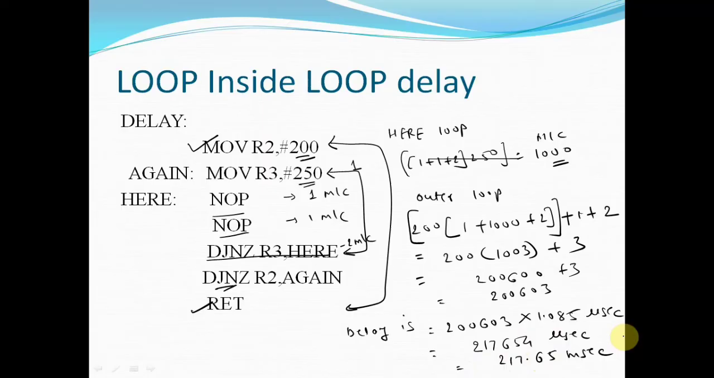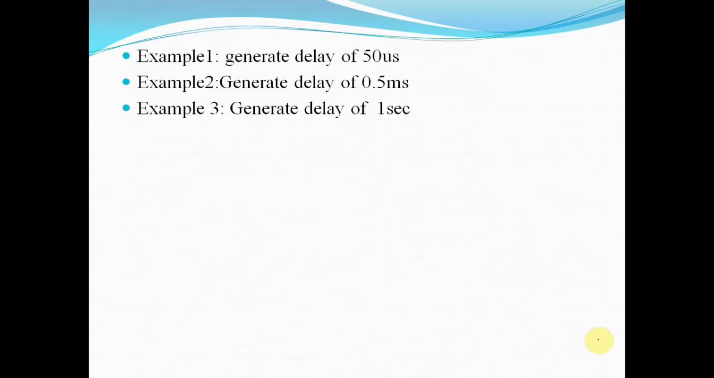So these are two examples, but whenever you write a program, you have to set the count value. What is this count value? For that there are some steps required. Now we'll do some calculations for these steps, and how to decide that count value we will see with the help of some examples. Let us consider this first example: generate a delay of, say, 50 microseconds. Now I will show you the different steps.